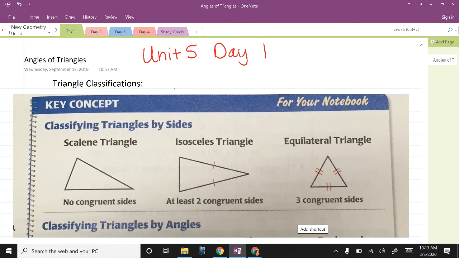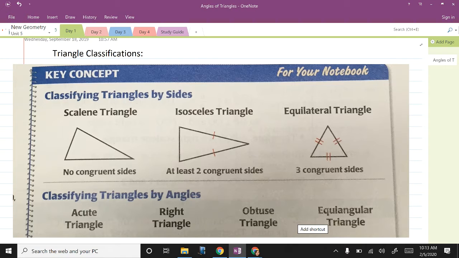So let's start with talking about the different ways to classify triangles. You can classify triangles two ways, either by the lengths of their sides or by the measures of their angles. There are three different ways you can classify triangles by their sides. If all sides are different lengths, we call that a scalene triangle.